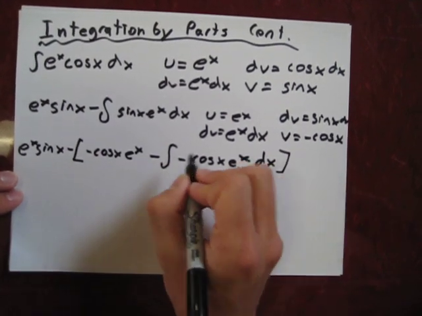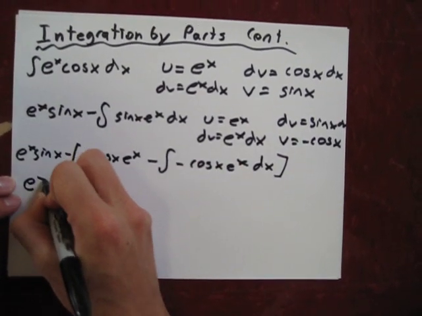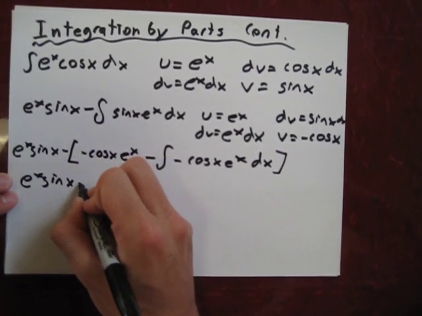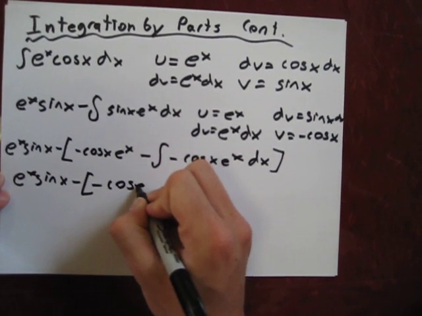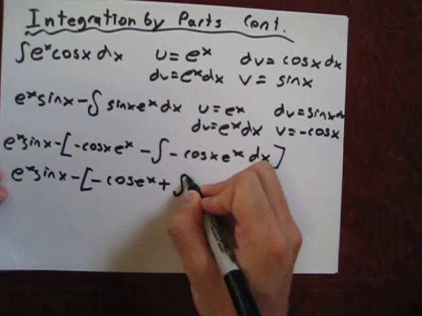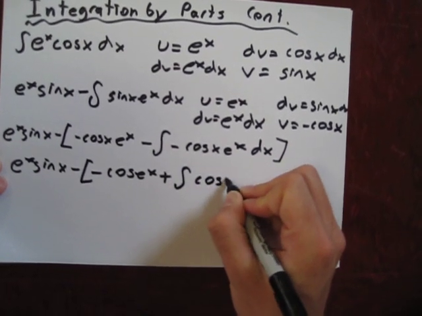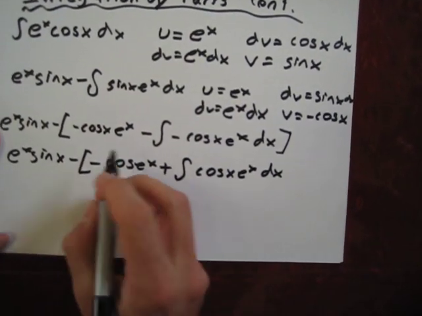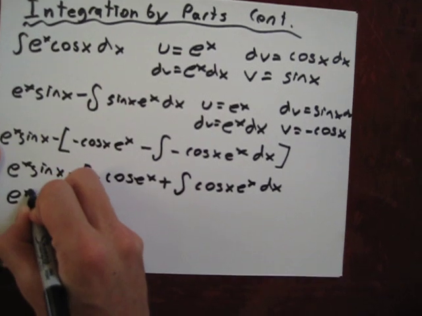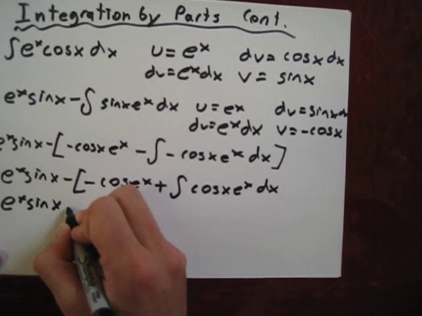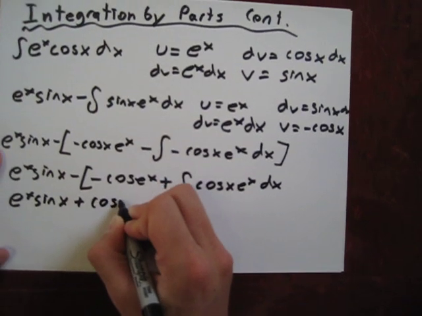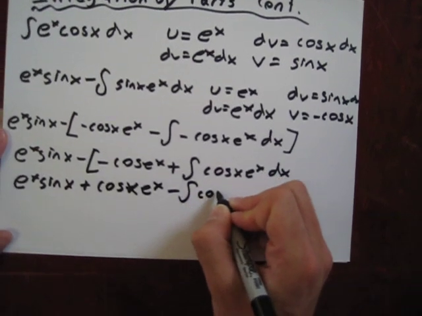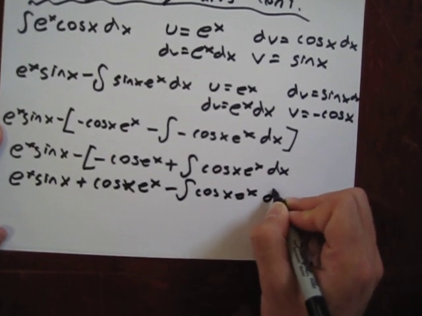And now I'm going to simplify all my signs. So I'm going to have e to the x sine x, and I'm going to leave that for a minute. Pull out the negative right there, so we get a positive, or a plus cosine x e to the x dx. And then I'm going to distribute my negative in here and get e to the x sine x plus cosine x e to the x minus the integral of cosine x e to the x dx.